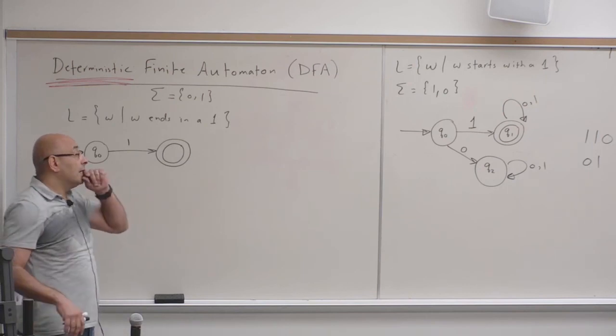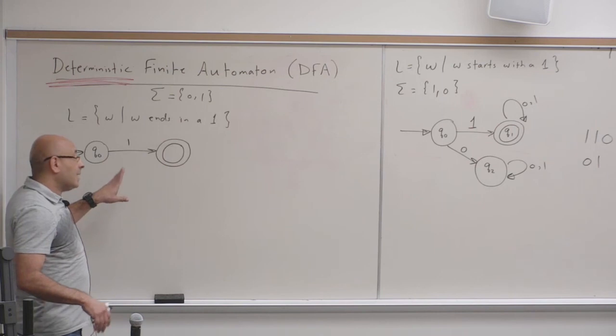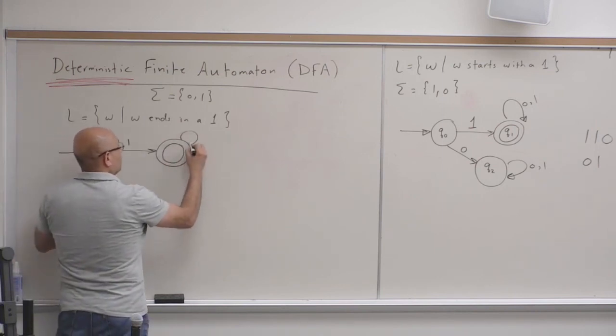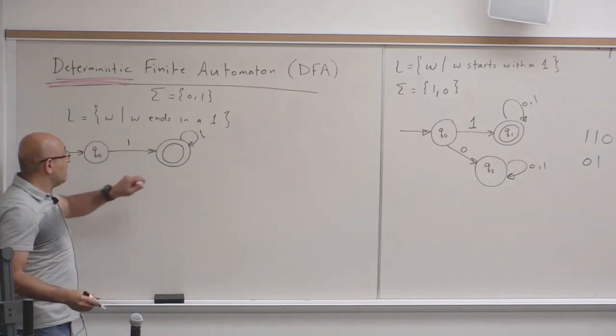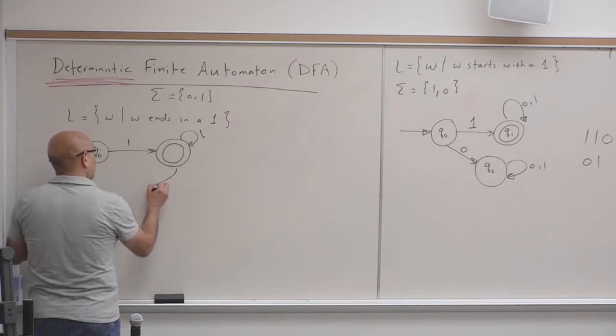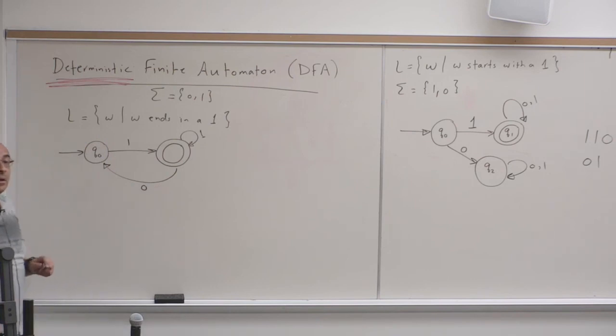Yeah? Can you loop it on the end state if it's a 1, and then if it's a 0, go back to Q0? Yeah, exactly. That's the idea. So if I get a 1, I'm still good. The last thing that I have seen is a 1. Now, if I get a 0, I'm not good. So I have to go back to this, waiting for a 1. Okay?